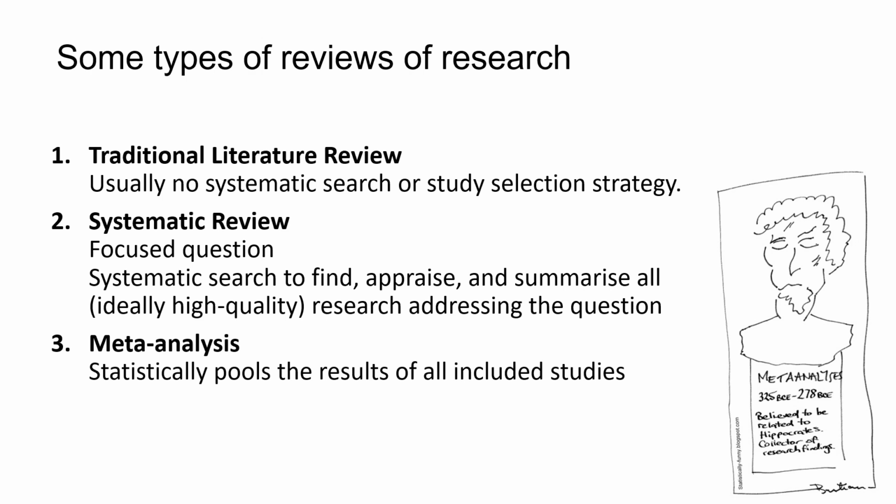Because not all reviews are systematic. Just to give you a brief classification, some different types would be the traditional review, which usually involves no search strategy and no selection strategy. Whereas a systematic review has a focused question, like the radiotherapy for early breast cancer that Stensvad had, and uses a systematic search to find, appraise and summarise all of the high quality research that can be identified. And quite often now, they will meta-analyse those. That is, they will statistically pool the results of the included studies.